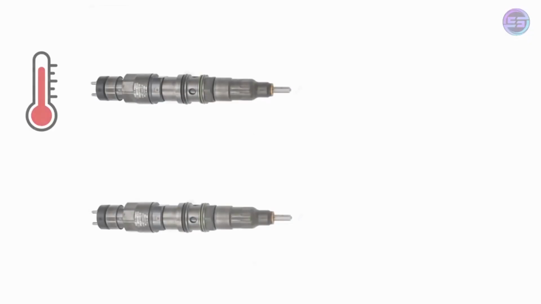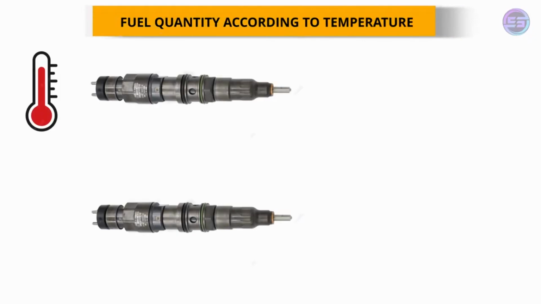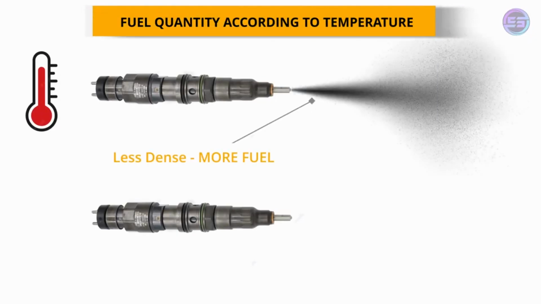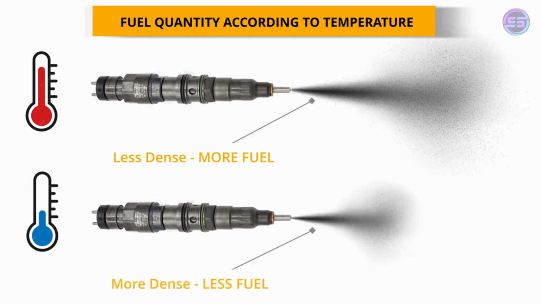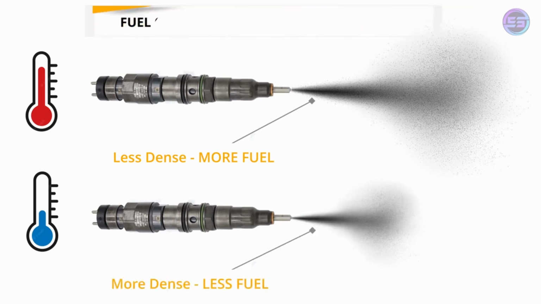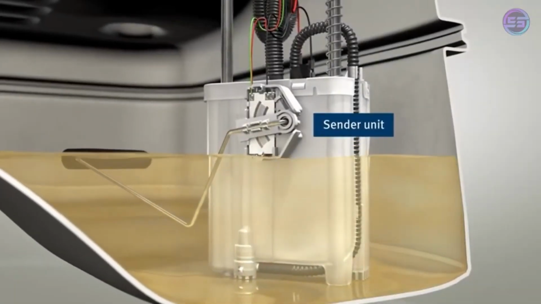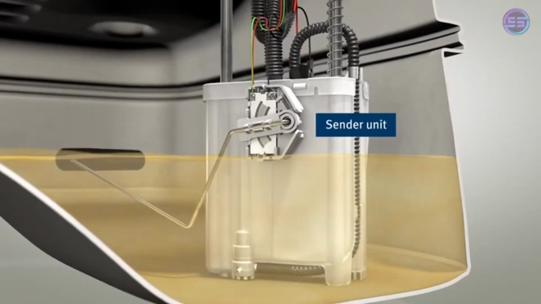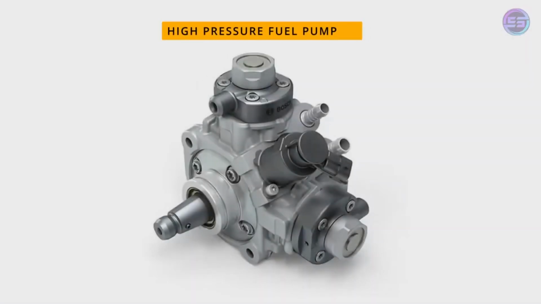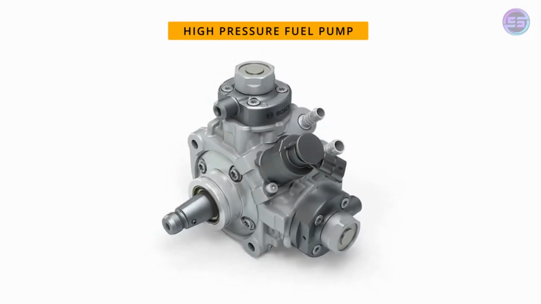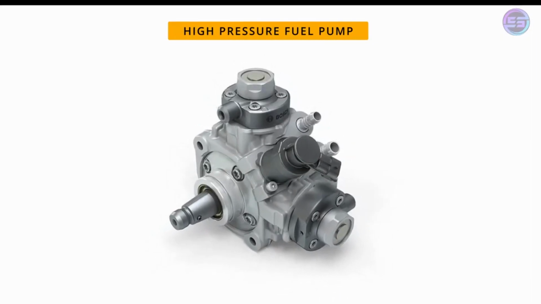When the fuel is warm, it's less dense and burns more readily, so the ECU injects more fuel. When the fuel is cold, it's more dense, so the ECU injects less fuel. This optimizes the engine's performance. Some brands place this sensor on the center unit, which is located inside the fuel tank. Or in some other brands, it is located on the high pressure pump, attached to the engine.